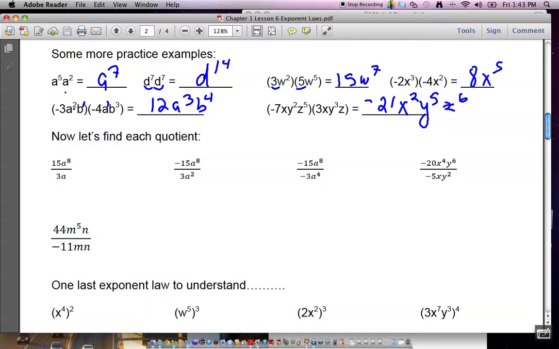Now, the rule with division, guys. The rule with multiplication was multiply coefficients, add exponents. The rule with division is going to be divide coefficients, subtract exponents. So this guy here, remember, there's a 1. 15 divided by 3 is 5. And 8 minus 1 is 7. Okay, so it's 5 a to the 7th. You try the next one.